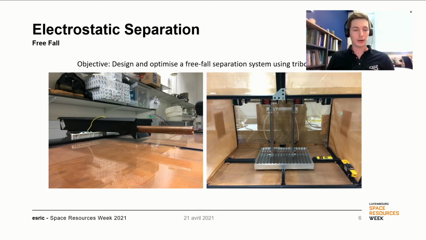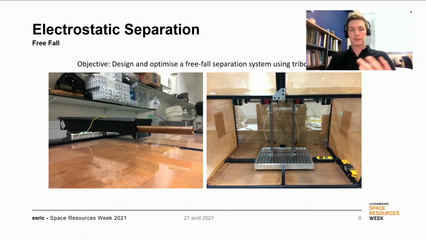So an objective of our group recently has been to design and optimize a free-fall separation using tribocharging. Tribocharging, or triboelectric charging, is charging of materials by rubbing them together. This is particularly promising for free-fall separation because when you rub materials together, materials with different properties will gain opposite polarity charge, or at least charge to different magnitude levels, which is what you need to separate materials using this method.